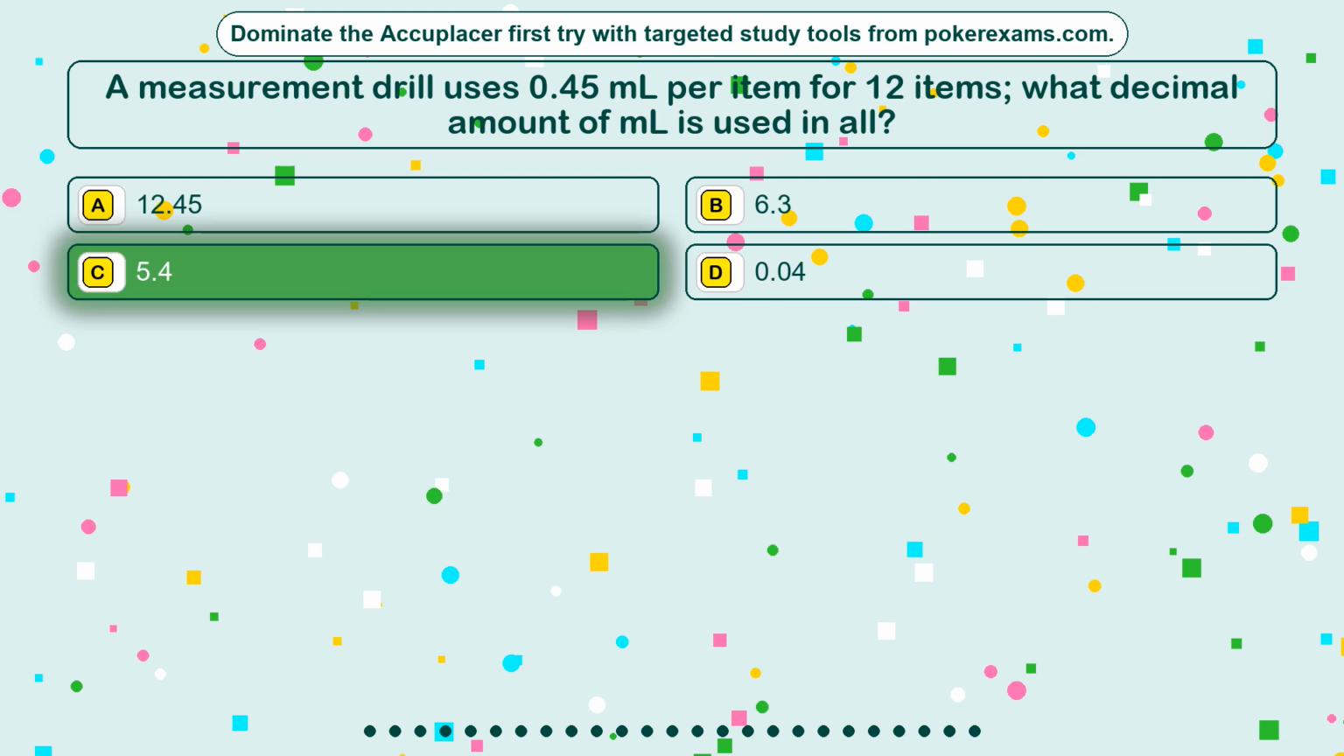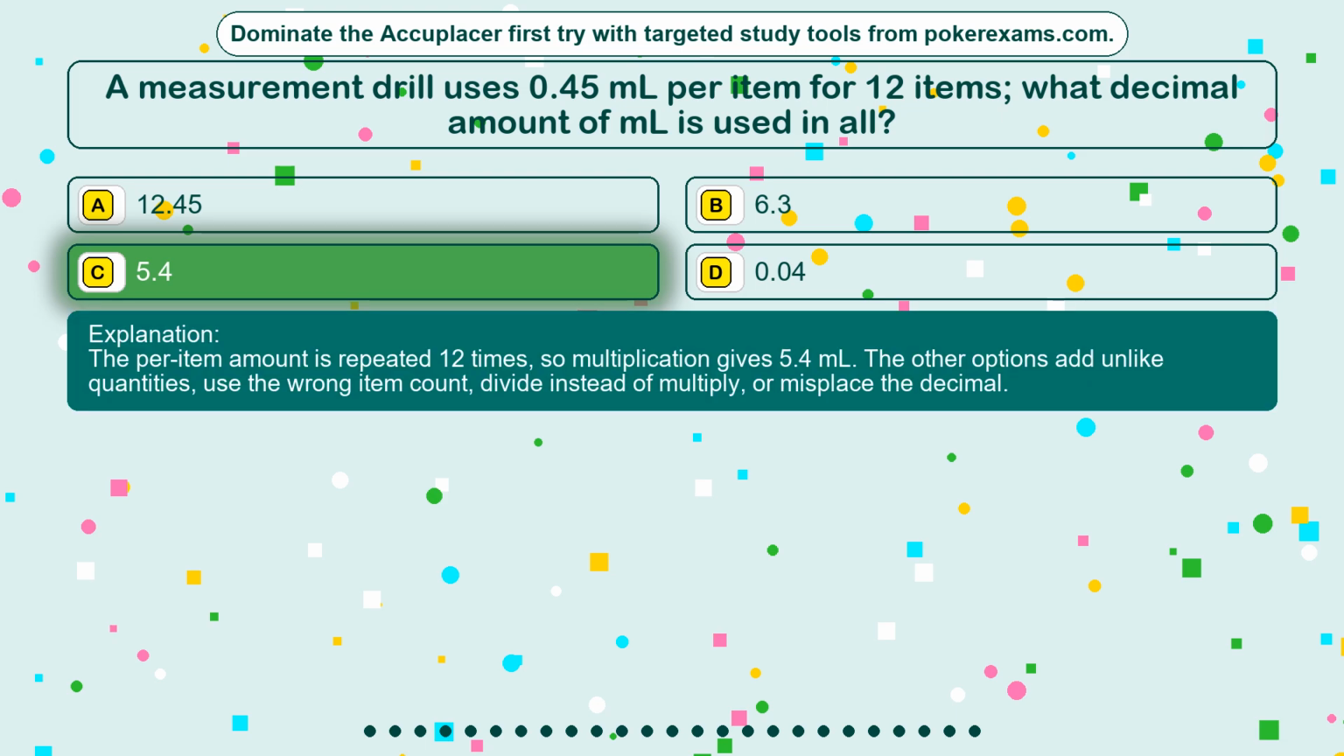The correct answer is option C, 5.4. The per item amount is repeated 12 times, so multiplication gives 5.4 ml. The other options add unlike quantities, use the wrong item count, divide instead of multiply, or misplace the decimal.